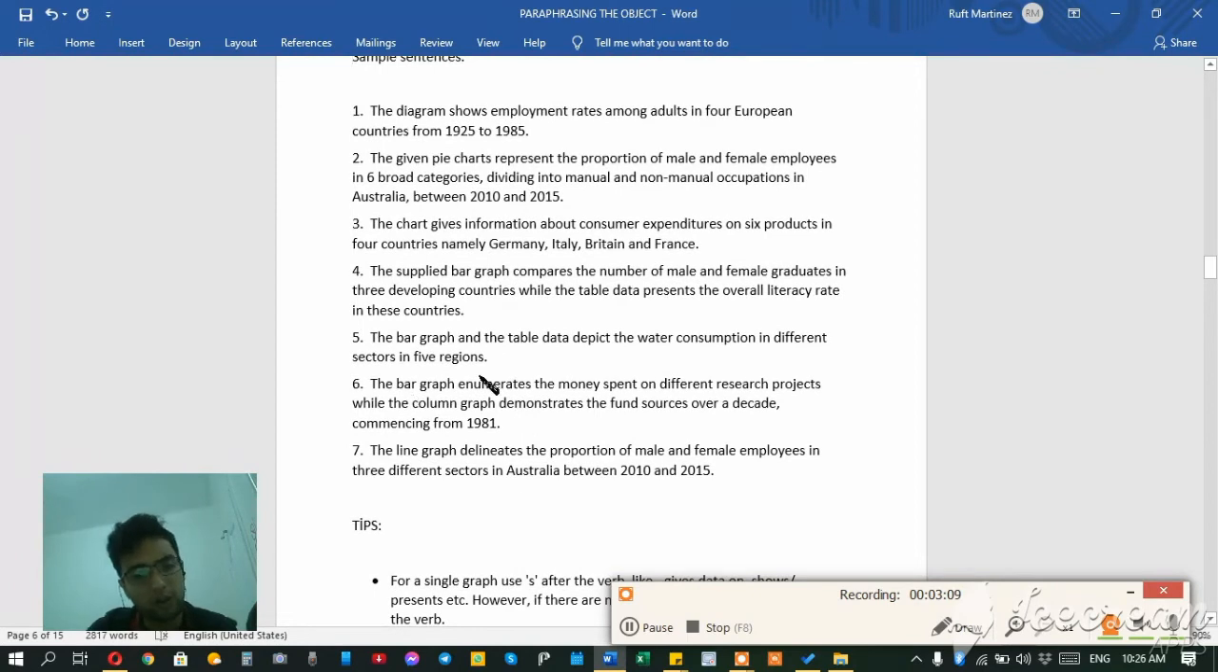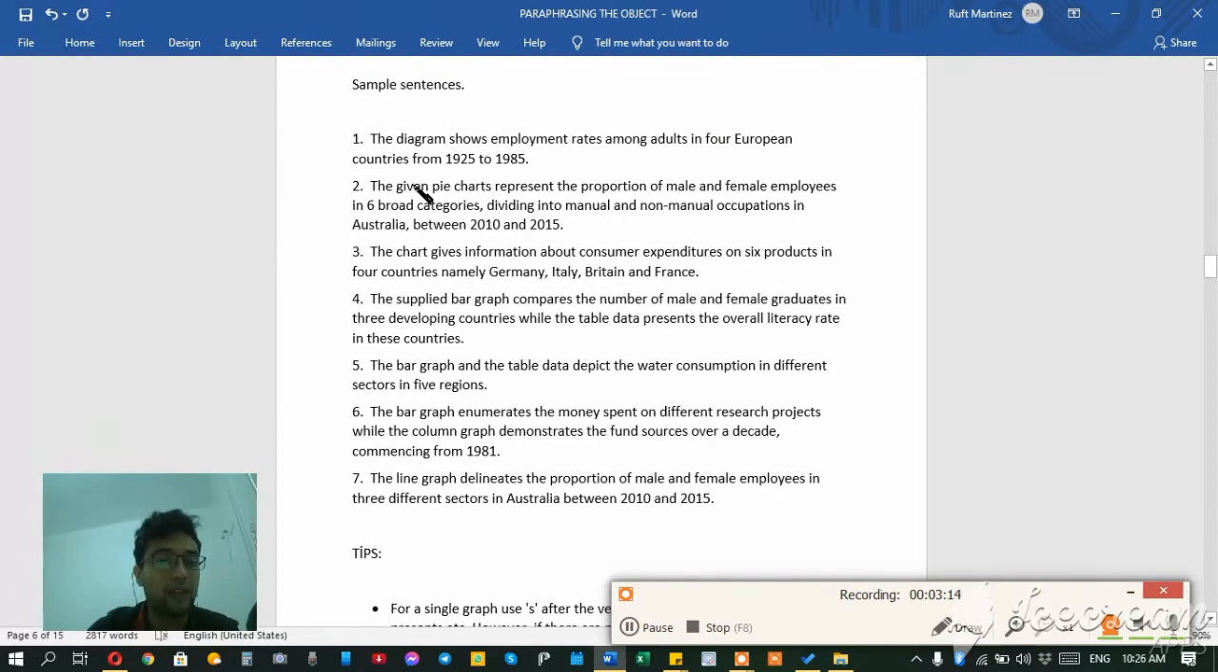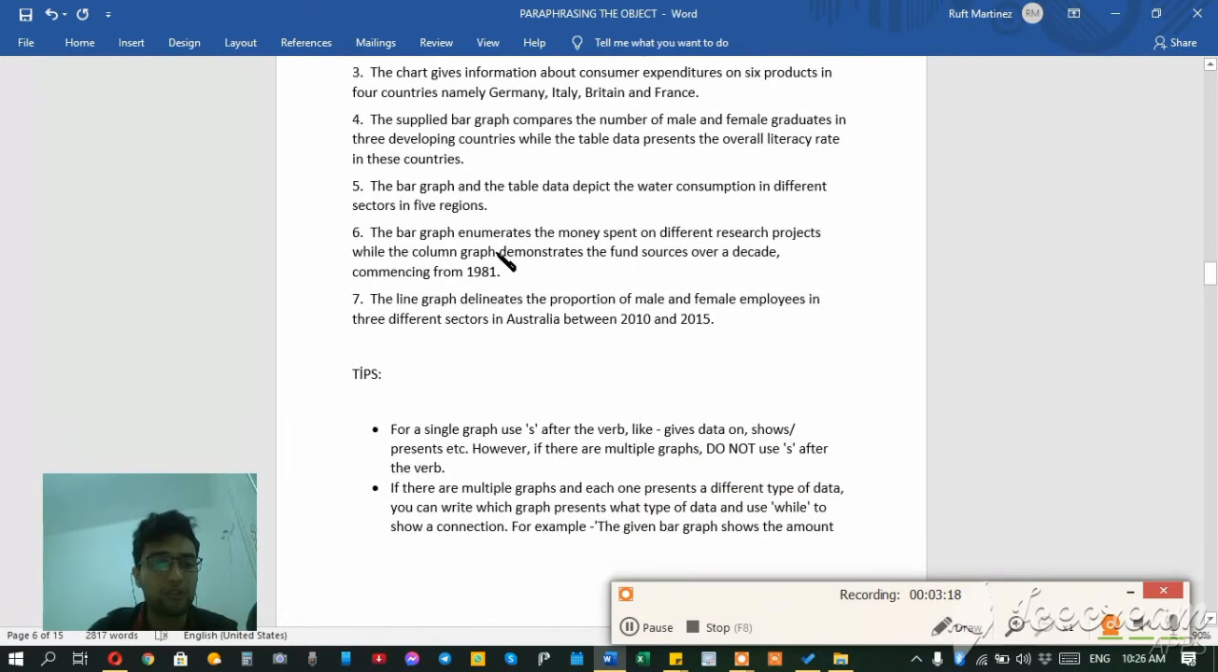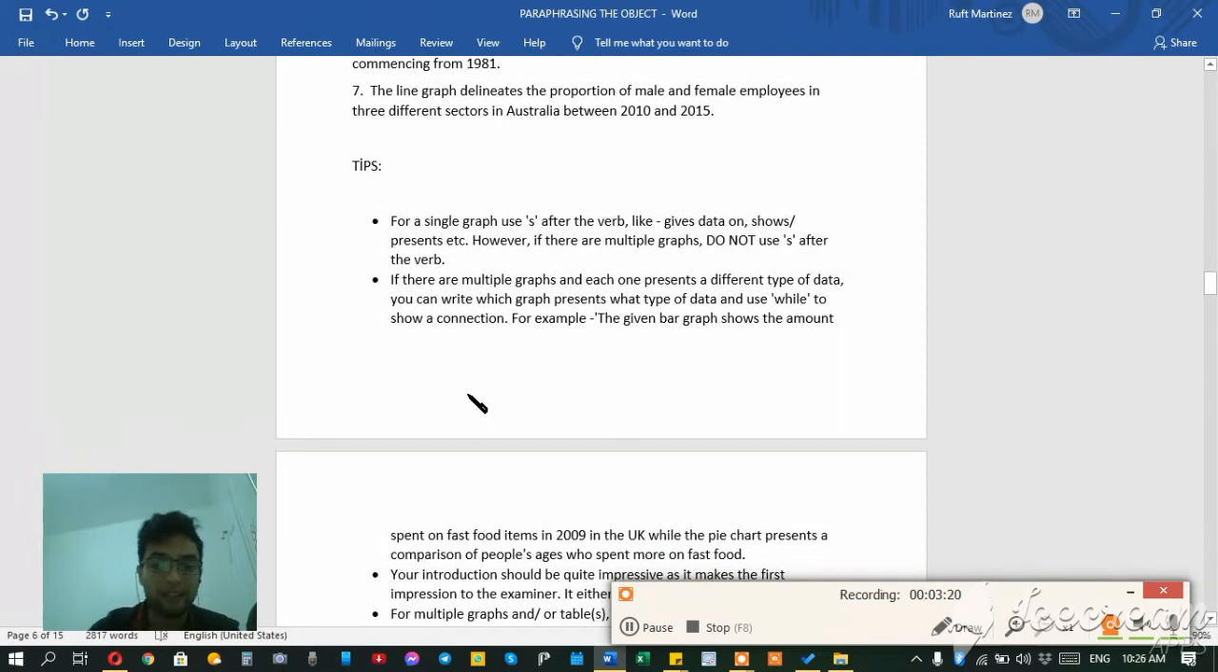Okay? We have studied bar graph. We haven't studied line graph. We haven't learned some other things from here. Just read them. And here are some important tips.